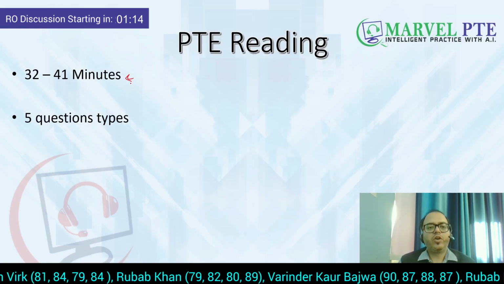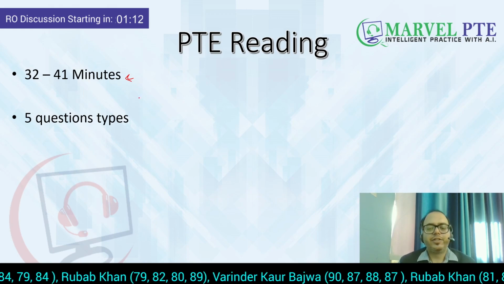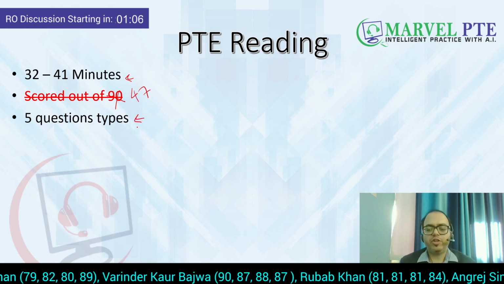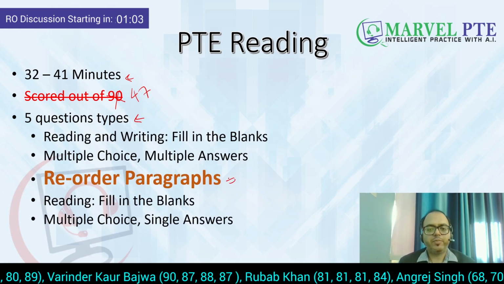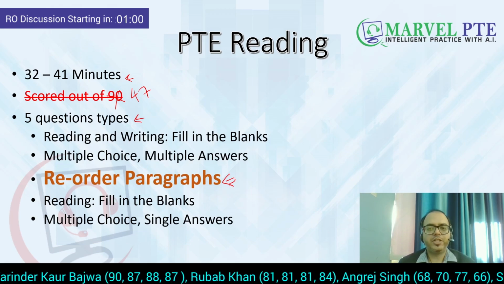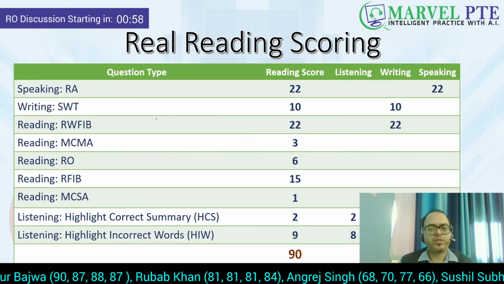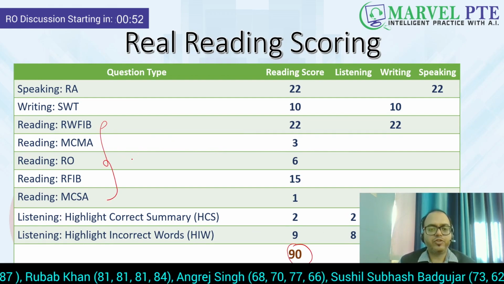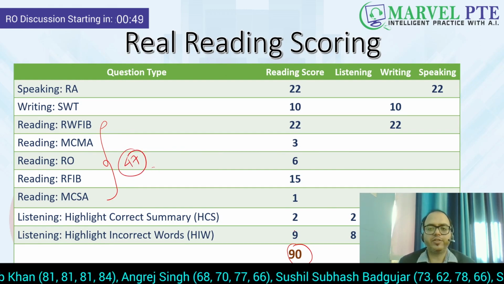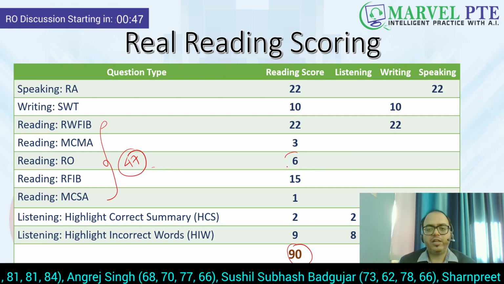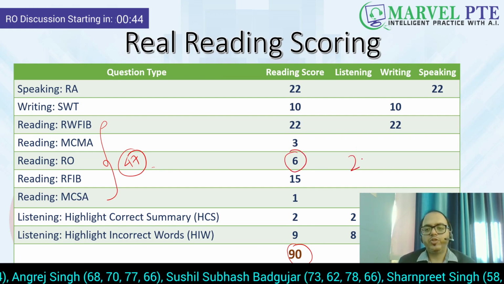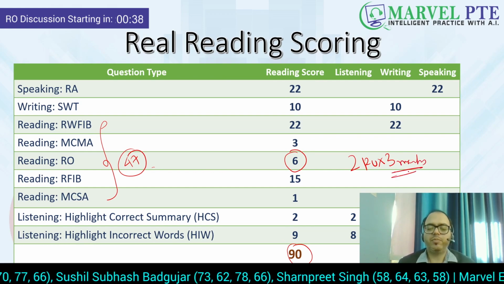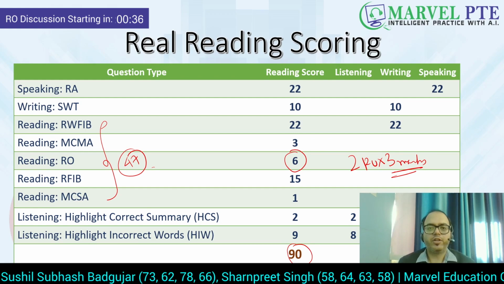PTE reading is 32 to 41 minutes and it is not scored out of 90, it is scored out of 47 marks and it has 5 question types. And today's topic, reorder paragraph, is the third question type in the PTE reading module. This is the total scoring, how the 90 comes for the reading module, but the reading module is only of 47 marks. Total reading is of 90 marks. Out of that, reorder paragraphs are of 6 marks. So if you are getting 2 reorder paragraphs, they will be of 3 marks each. So this is how the marks distribution is there for reorder paragraphs.